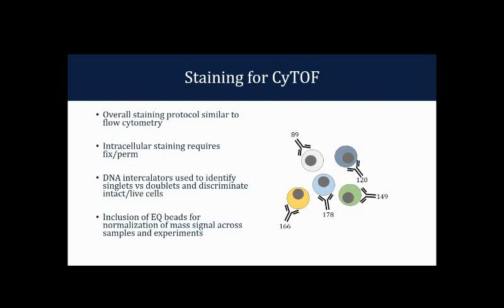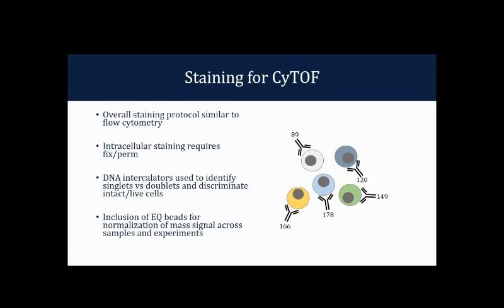So I said that I'd briefly talk about staining. Really, there's not too much to talk about here. The overall protocol for this is very similar to flow cytometry. A few more washes because of the need to remove any sort of metals that may exist from the sample tubes or anything like that. There's also, if necessary, a fix and perm step for intracellular staining. This is so that we can actually get the antibodies into the cells and mark those phosphoproteins.